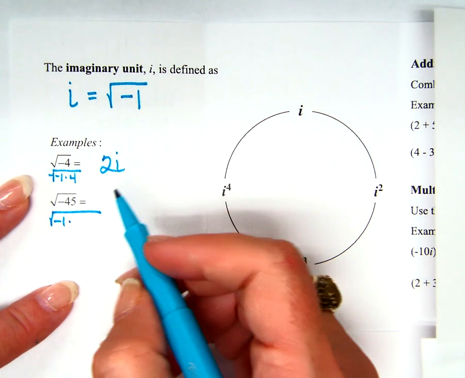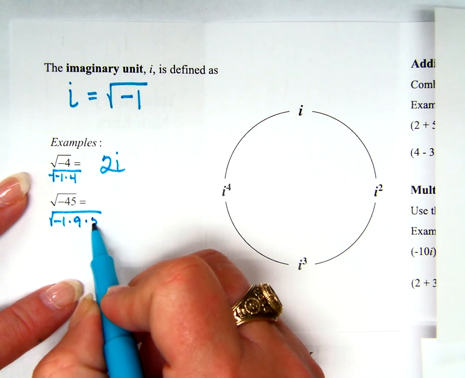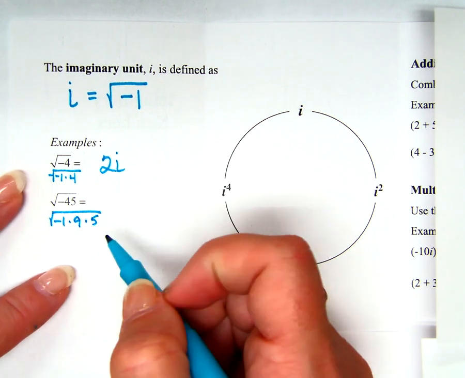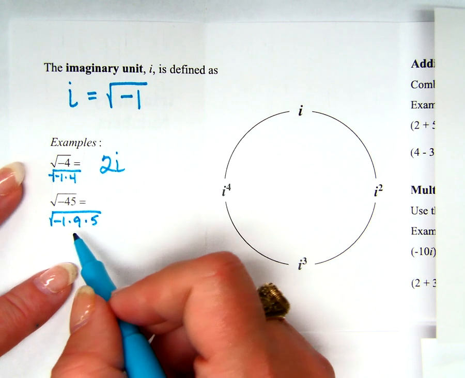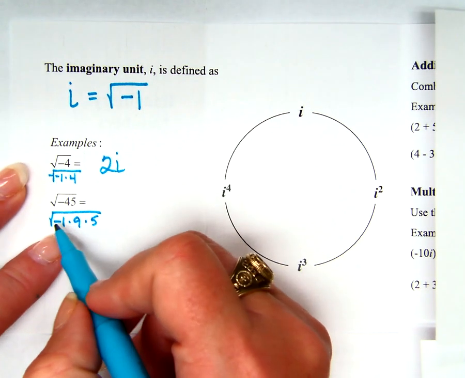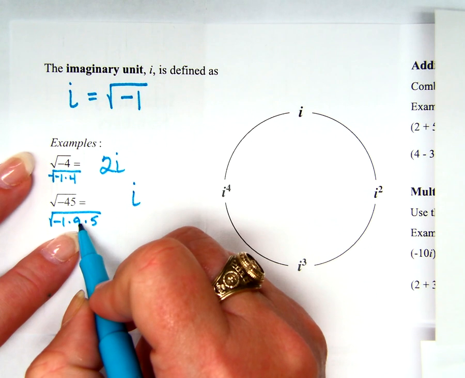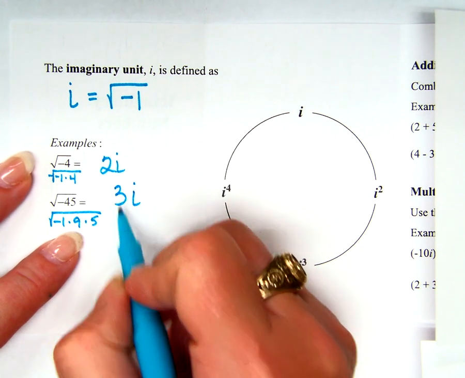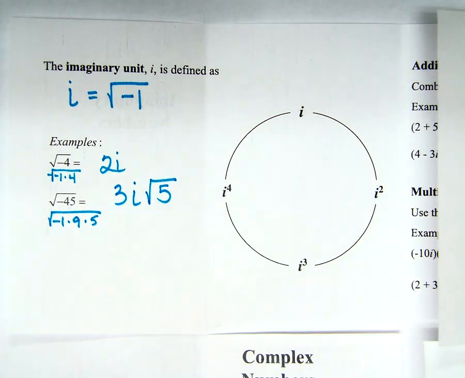How could I simplify this one? -1 times what? 9 and 5, right? Why would I choose 9 and 5? Yeah, we know the square root of 9, don't we? Okay, so what's the square root of -1? i. What's the square root of 9? 3. And what's the square root of 5? I don't know either. I'll leave it alone.